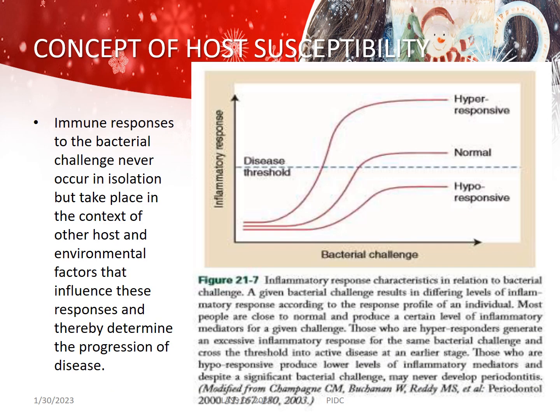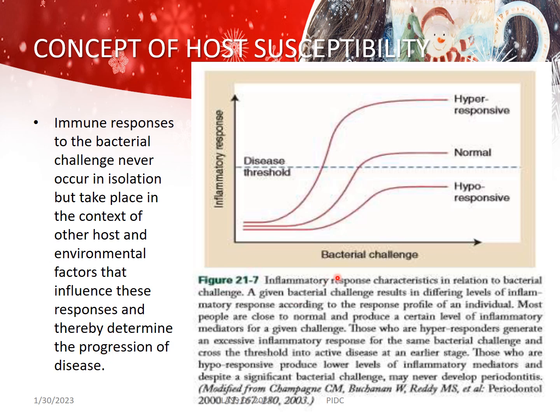So the model of periodontal pathogenesis has already been explained before. But there are certain individuals who, though they have so much amount of inflammatory factors like plaque or calculus, don't get the disease itself. On the other hand, there are few individuals who, even if they have a little amount of plaque, have a hell of a lot of infection. Why is that so? Immune response to the bacterial challenge never occurs in isolation but takes place in the context of other host and environmental factors that influence these responses and thereby determine the progression of the disease.